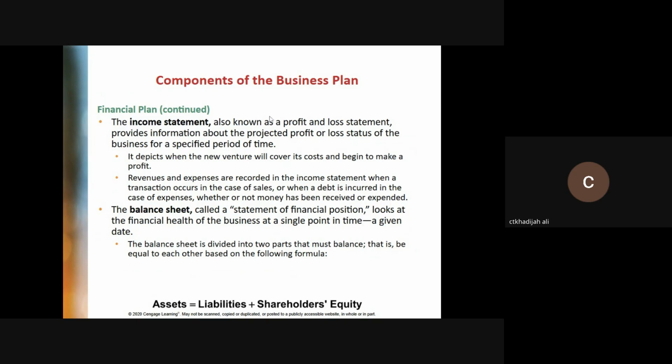Income statement is also known as a profit and loss statement. It provides information for the projected profit or loss status of the business for a specified period of time. Usually, we will use this income statement for the income tax for a company as well. Okay, and from the income statement, we can know whether our business is healthy or unhealthy. So the balance sheet, we call it a statement of financial position, looks at the financial health of the business at a single point in time with a given date.